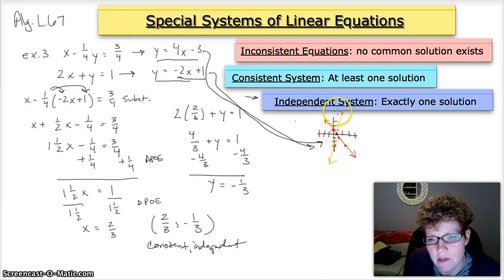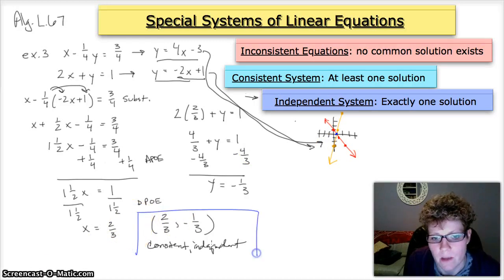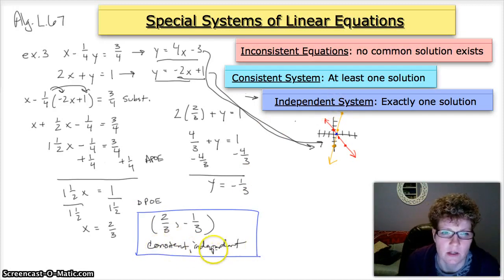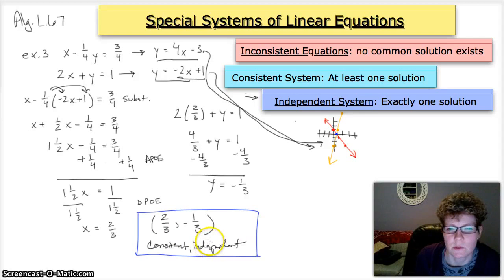But you would graph it to make sure that it is an independent system, because we know it has at least one solution. And then to confirm, you can graph and find out that it is independent. So consistent and independent is the correct label for that one. So these were special systems of linear equations. We found them to be inconsistent where there's no common solution, or there might be infinitely many solutions if you get a true statement, and then you might also have it to be consistent or independent. So that's it for this lesson.